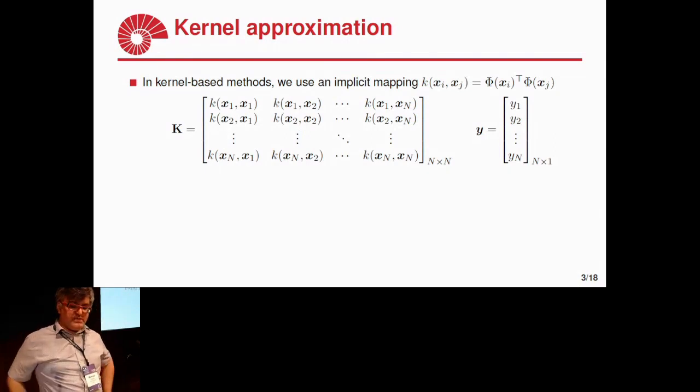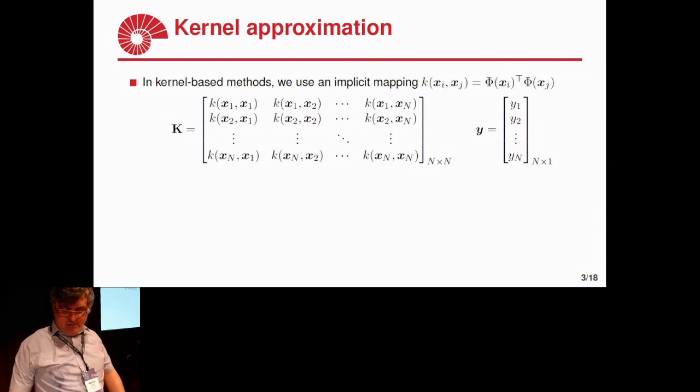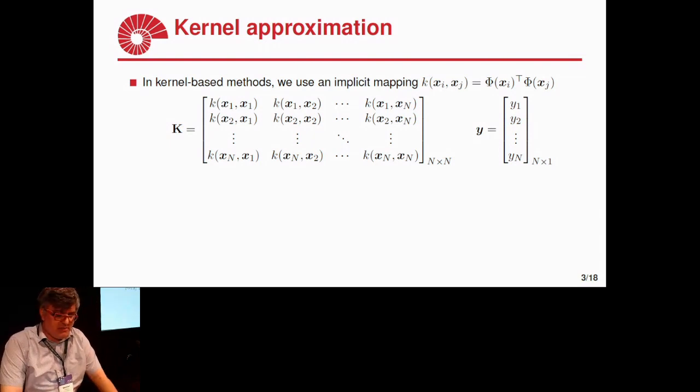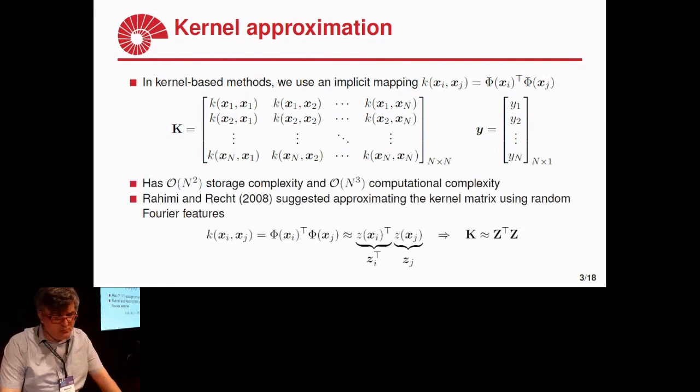So in kernel-based methods, we use an implicit mapping from input space to an unknown feature space, denoted by this phi mapping function. At the end of the mapping, we have a kernel matrix, which is a square matrix for the training data, of size n by n. So as we mentioned earlier, n is a very large number. So storing this and also making computations on this matrix is quite heavy.